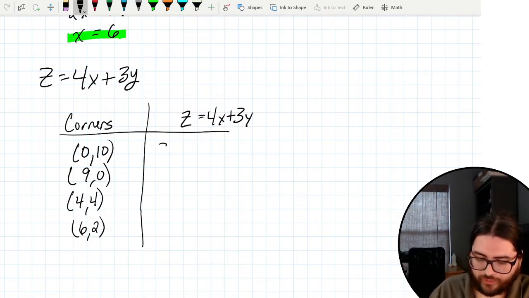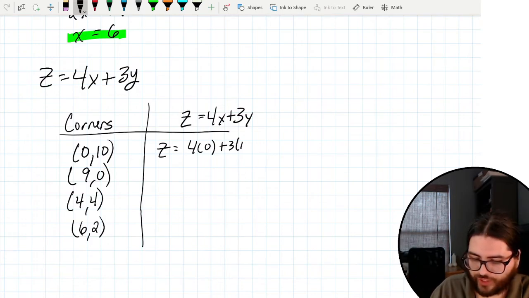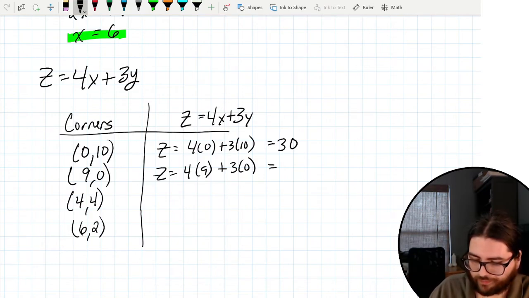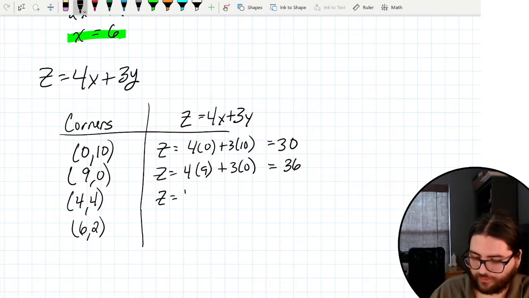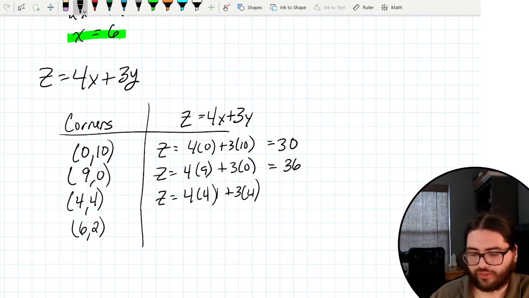I'm going to plug them all in to each of my z values. 4 times 0 plus 3 times 10 equals 30. 4 times 9 plus 3 times 0. It's 36. Oh no. Yeah. I forgot my multiplication table for a moment. Excuse me. 4 times 4 plus 3 times 4. That's 16 plus 12, 28.